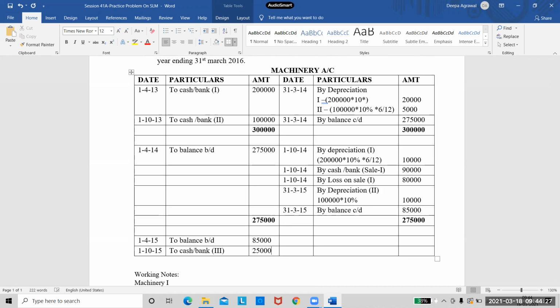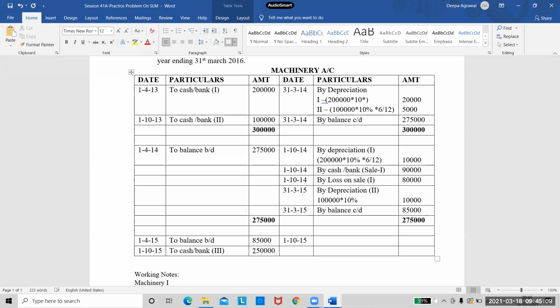And what are you doing on the same day? We are selling which machinery? Second machinery, we are selling it off, right? So before selling the second machinery, what should we do? We should provide depreciation on 1st October 2015, right? Have you written till there?